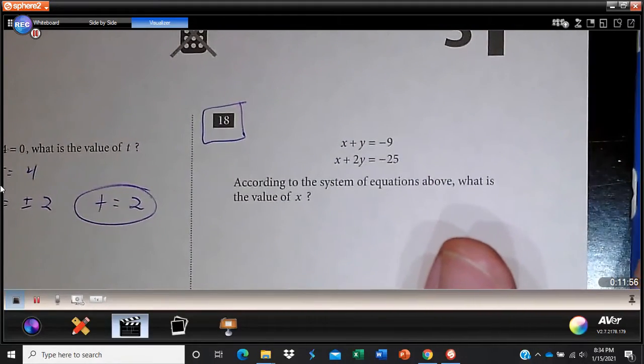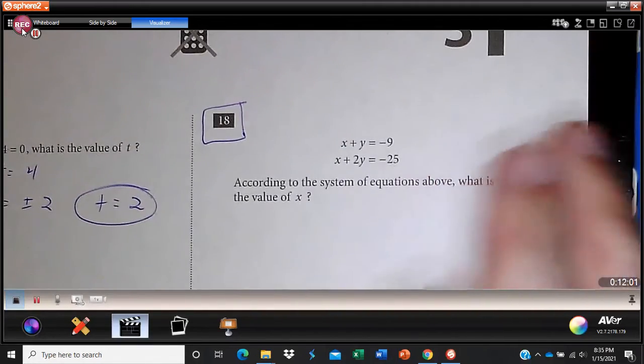So now we're going to do all the hard problems. We're going to spend like another 10 minutes doing the harder problems for the first time.